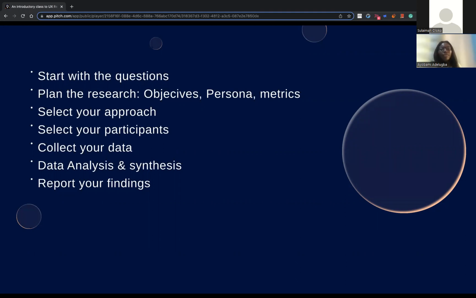The next thing is plan the research. Planning your research is looking at the objective and trying to identify a lot of things. So who are we targeting? Do we have the database for this? What metrics are we looking out for? Who are our participants? How do we reach out to our participants? What approach? Do you understand?